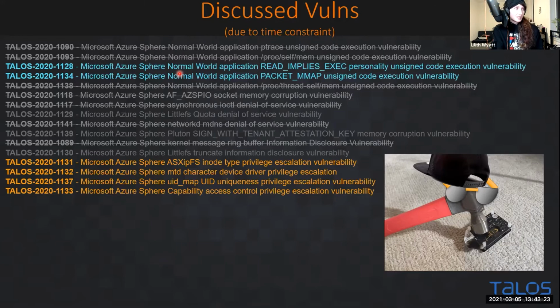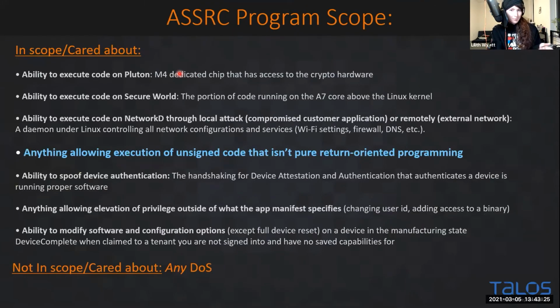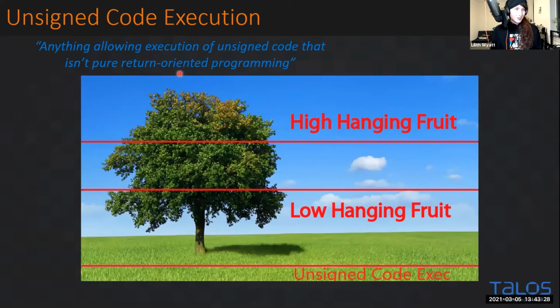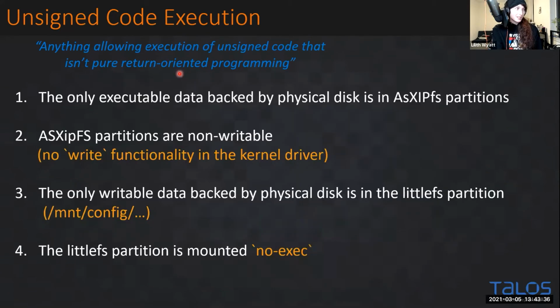All right, so skipping this, unsigned code execution. I like it because it was novel. It's a new protection. You haven't seen it before. They had quite a few protections to prevent you from loading shellcode and then running it. Like I mentioned before, only data on those asset partitions is executable. You cannot execute data on something that is not on an asset partition or on asset flash.